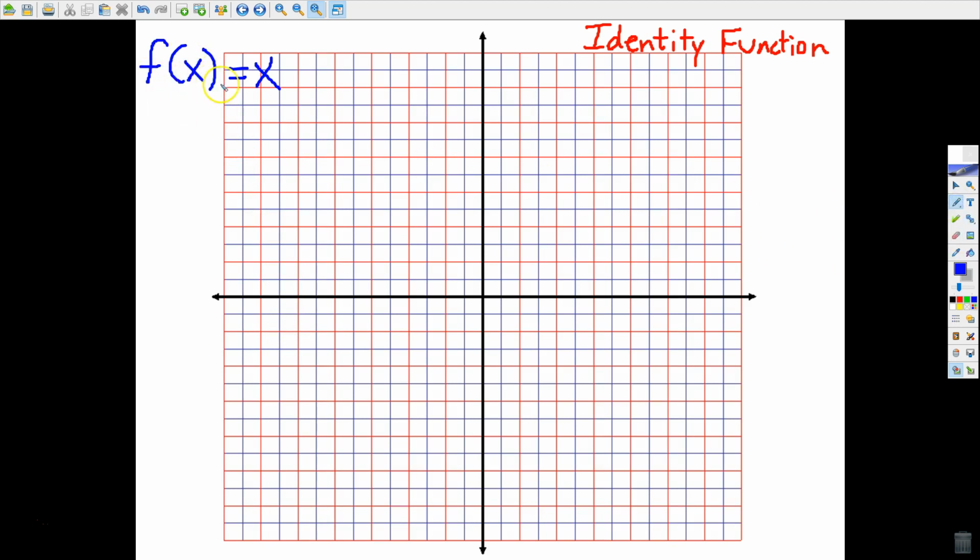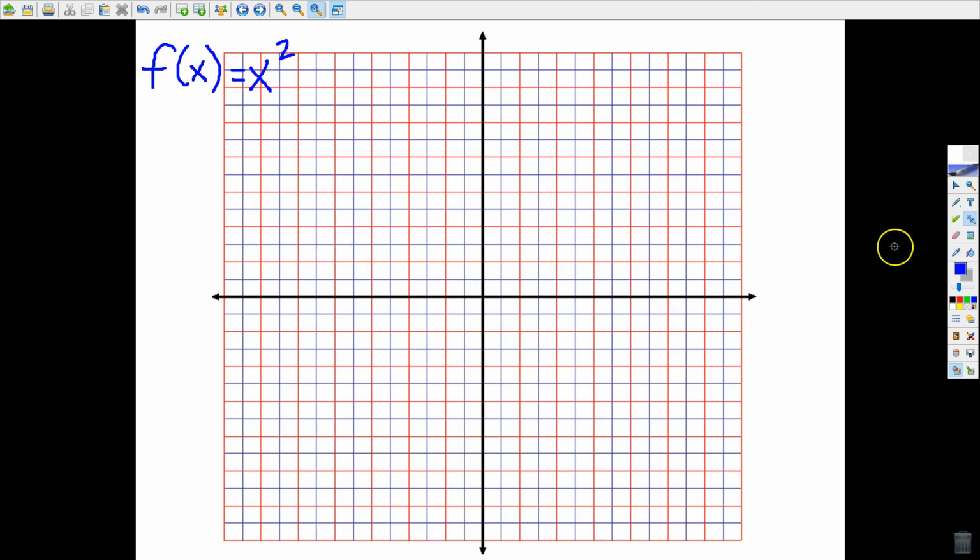Okay, let's look at the identity function. Either in function notation, or maybe you've most often seen it as y equals x, which means the same thing. Well, this parent function, the identity function, looks like this. Obviously it has a y-intercept of 0, which is the origin. It has a slope of 1, and so the identity function is that line. Okay, pretty easy.